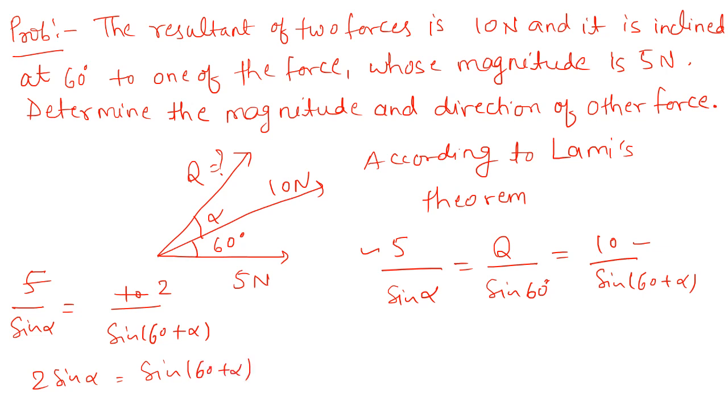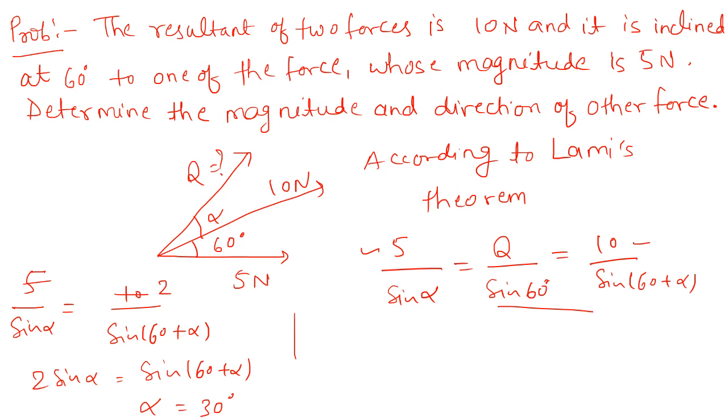Okay, so this is homework for you, or you can solve it by yourself, and you will get the value of alpha as 30 degrees. So when you put this angle of 30 degrees in this expression, either in this or this, you can easily obtain the relation for Q. It depends on you which one you want to use.